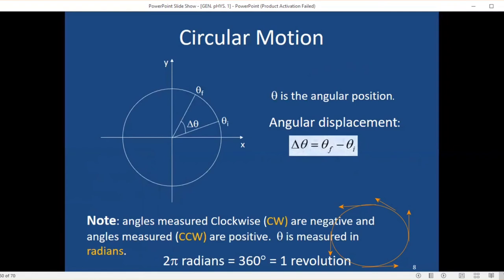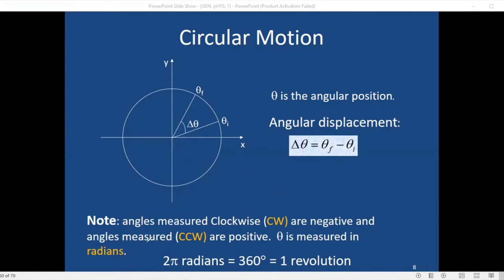Erase natin ito. Alright. So, y-axis, x-axis, theta is the angular position, and the angular displacement is the change of theta, or the angular position, which is equal to the final theta minus the initial theta. This is our initial theta, and this is our final theta. Note that angles measured clockwise are negative, and angles measured counterclockwise are positive. So papunta doon, positive, papunta dito, negative, pababa, clockwise eh.